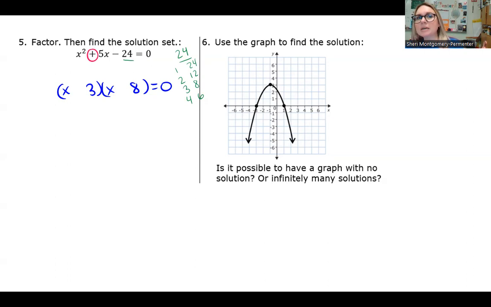You have to look at the middle term. That middle term will tell you the sign of the bigger number. So which number is bigger? 8. So 8 has to be positive. From there, if I have 8, would I add or subtract 3 to make 5? I have to subtract. That's how I can figure out my second sign. These are the factors.